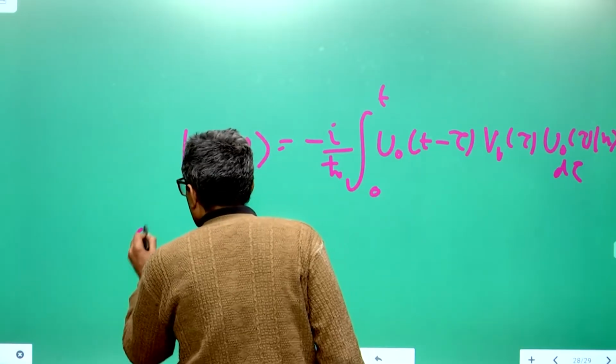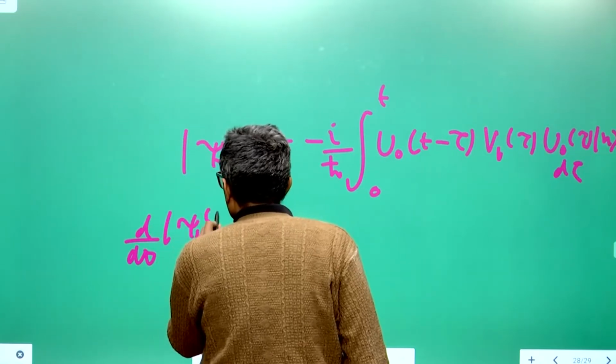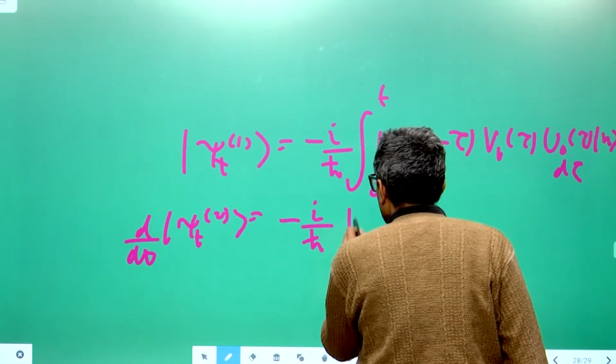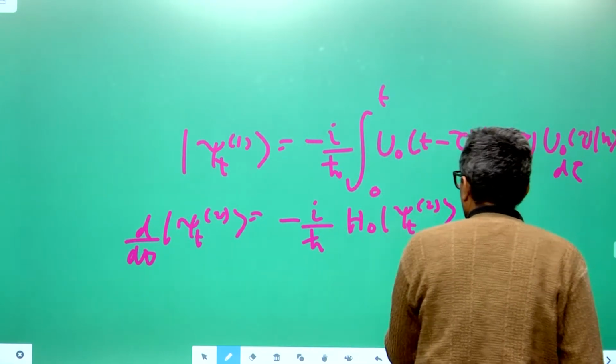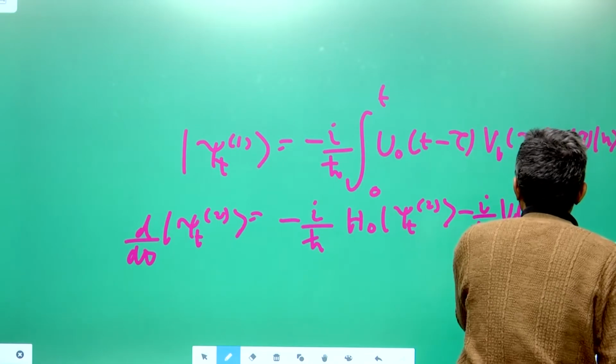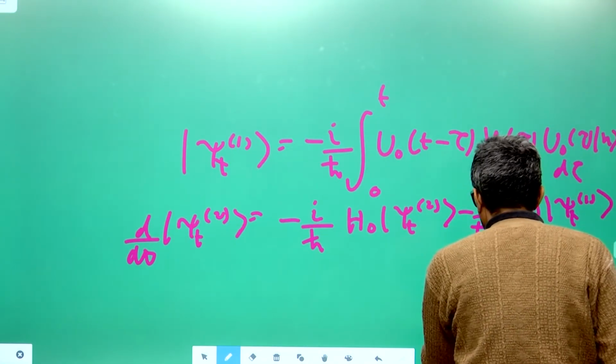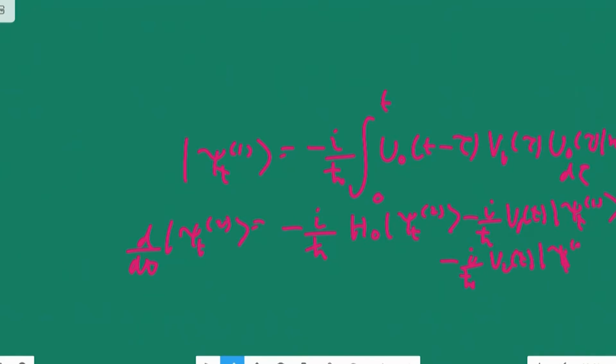Similarly, what was the equation for psi2(t)? The equation for psi2(t) was d by dt of psi2(t) is equal to minus i by h cross h0 acting on psi2(t) minus i by h cross V1(t) acting on psi1(t) minus i by h cross V2(t) acting on psi0(t). So, you can again solve this by the usual convolution method for solving first order differential equations. The initial perturbation is 0. So, this is nothing but minus i by h cross integral from 0 to t u0(t minus tau) into V1(tau) times psi1(tau) plus V2(tau) times psi0(tau) d tau.